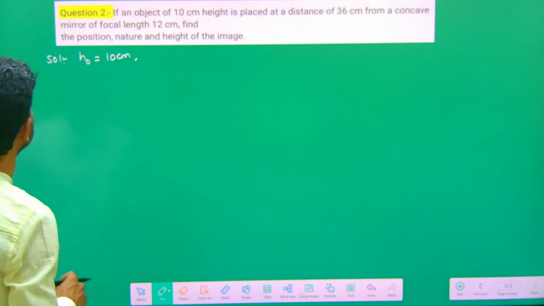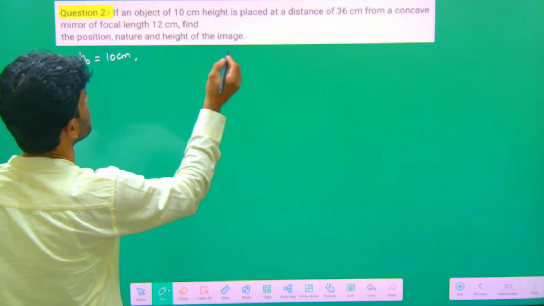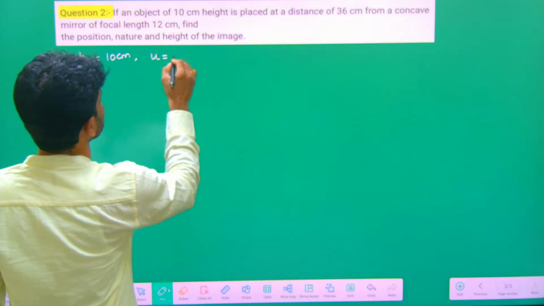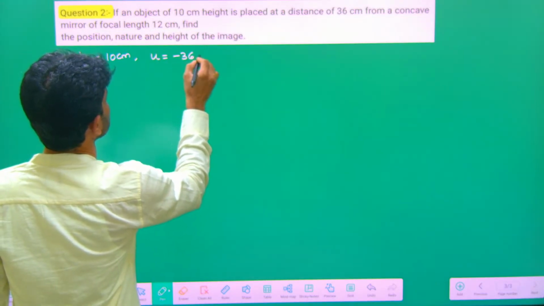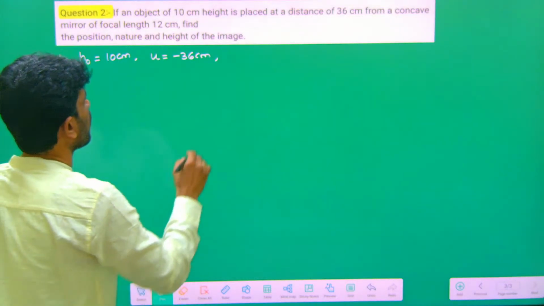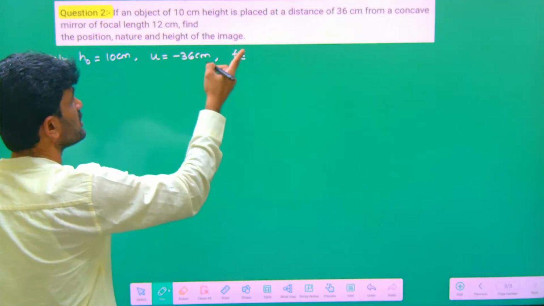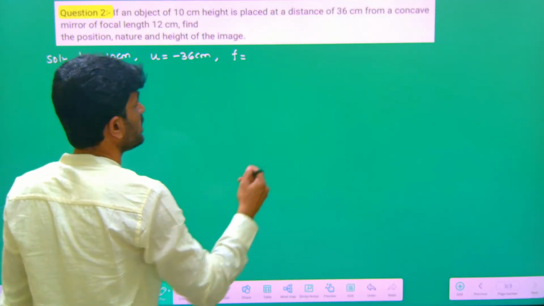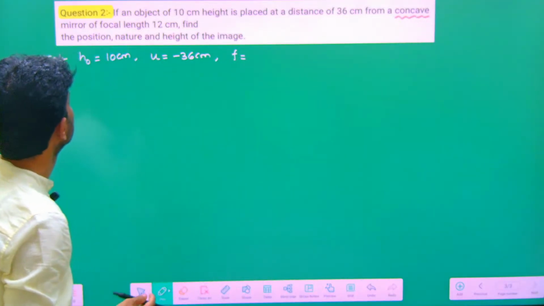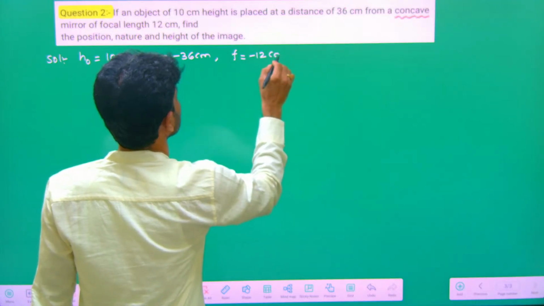The second point: the height of the object is 10 centimeters, and one more thing, the object distance is given, at a distance of 36 centimeters from a concave mirror. U should always be taken negative, I said. So U is minus 36 centimeters. And the focal length is also given. The focal length f should be taken negative because it is concave. I told you again, it is very important what kind of mirror it is, concave mirror. So it is minus 12 centimeters.